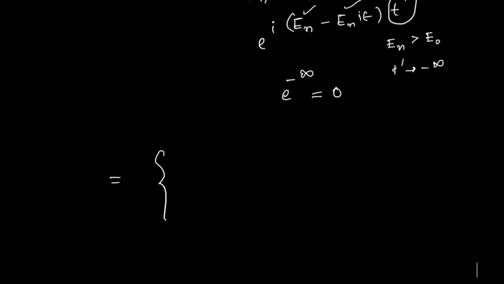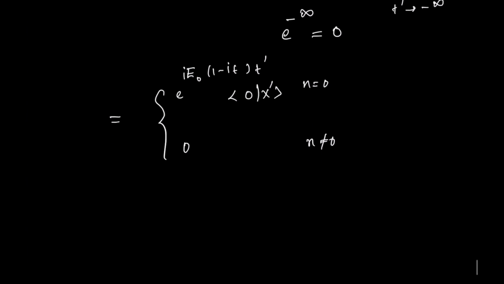Therefore this integral will have two values. It will go to 0 if n is not equal to 0, and for the ground state n equal to 0, this will be e raised to i E naught (1 minus i epsilon) t prime, then the state as it is, the vacuum state x prime. So you can see that for all n not equal to 0, it is exponentially suppressed.